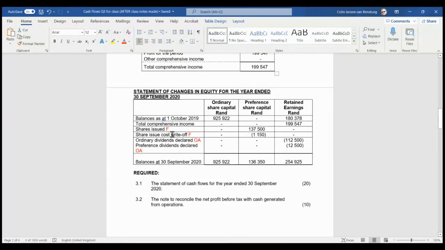And IAS 32, which deals with share capital, you remember from our second term, we said we must always just show the net amount. In other words, your share issue cost will be written off against that class of shares capital. Then we've got ordinary dividends declared and preference dividends declared, and we see both of them are not part of operations; they are part of other operating activities, right?